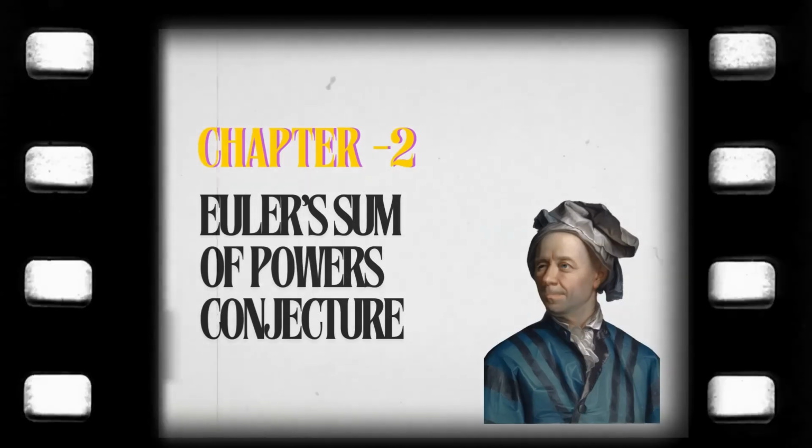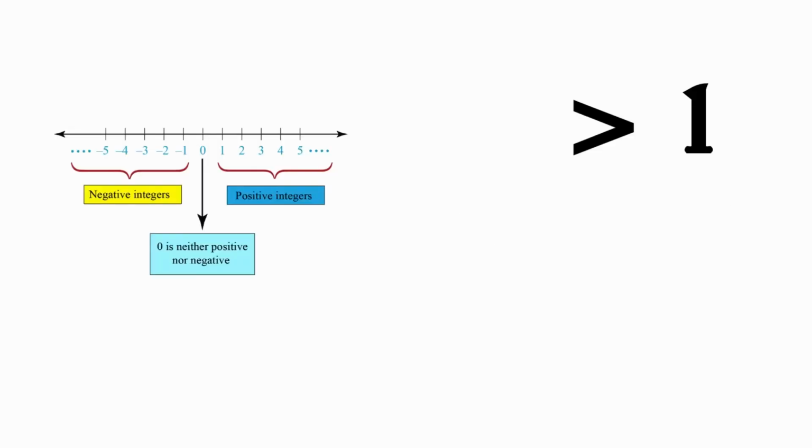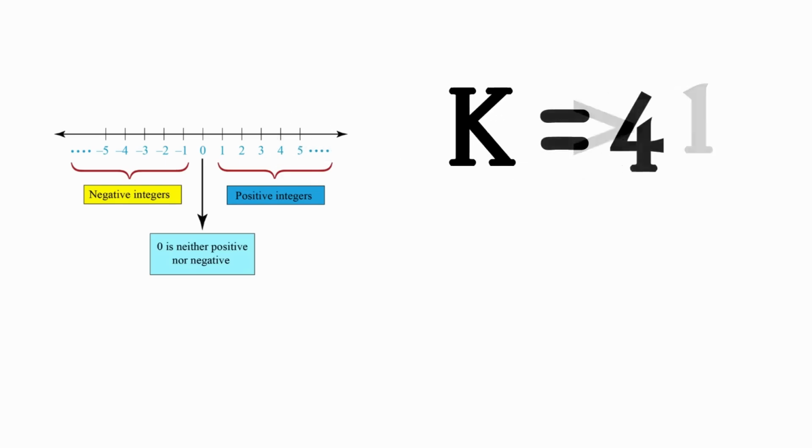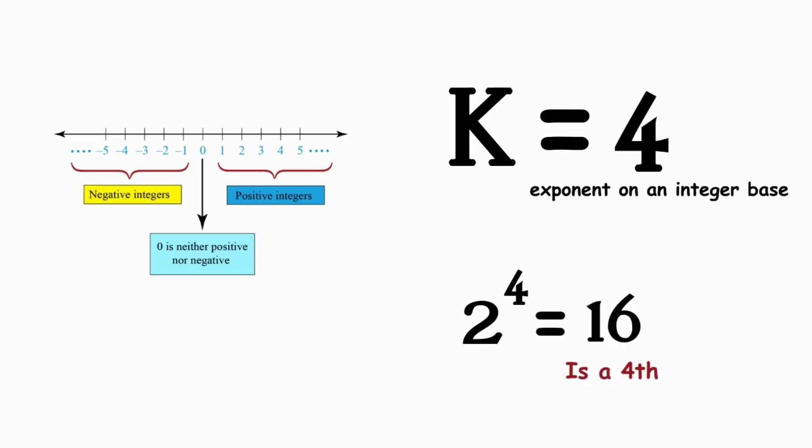Euler's sum of powers conjecture. Integers are a set of numbers consisting of the whole numbers and their negative version. Pick an integer greater than 1. We'll call that integer k. For instance, suppose we choose k equals 4. If you use k as an exponent on an integer base, then the resulting number is called a kth power. For instance, 2 to the 4th power, which is 16, is a 4th power.